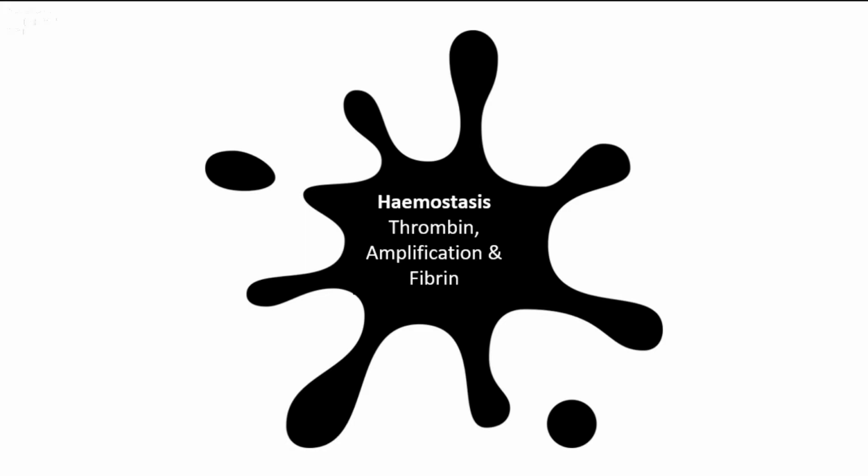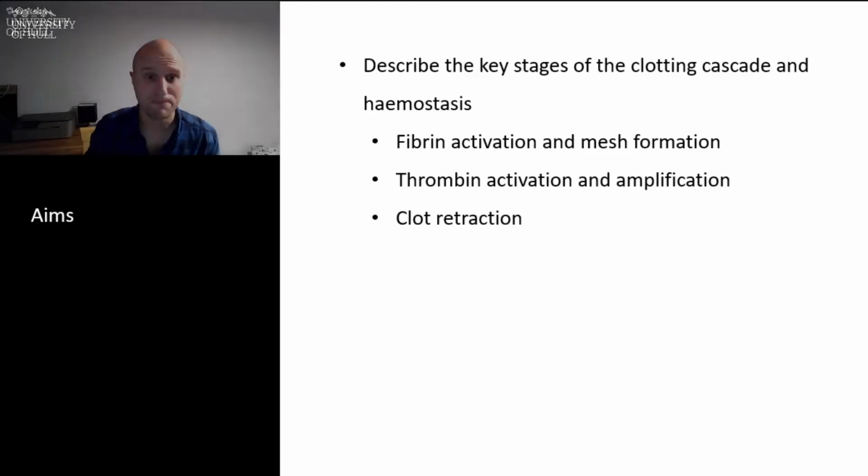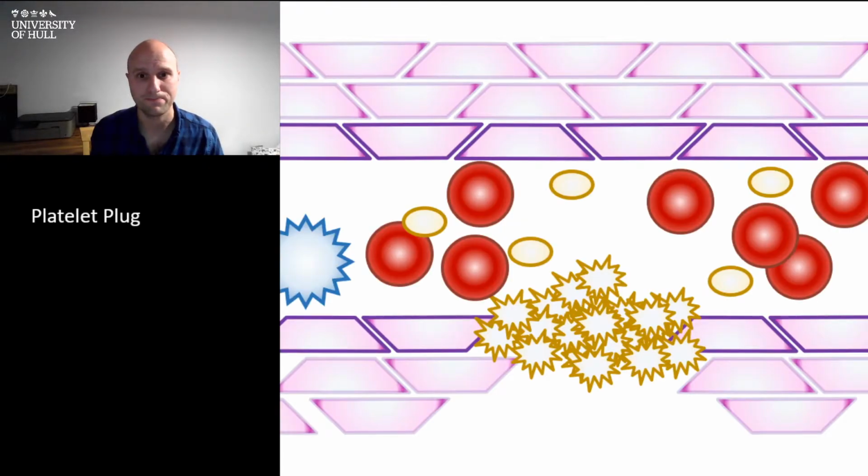Hello there, it's Luke, and we're still discussing haemostasis and coagulation, but in this tutorial we're going to focus on the formation of fibrin. We're going to look at thrombin, the actions of thrombin, and how thrombin comes about, and we're also going to talk very briefly about something called clot retraction. So these are all key parts of the clotting cascade and haemostasis.